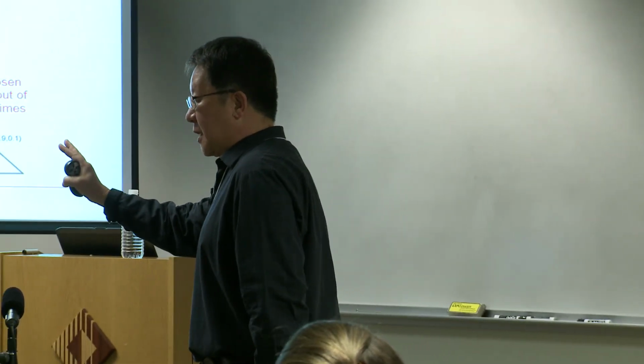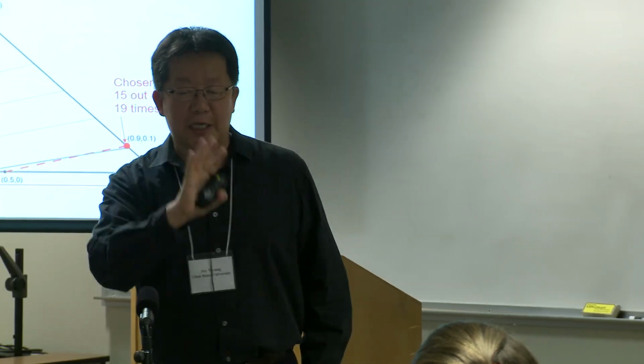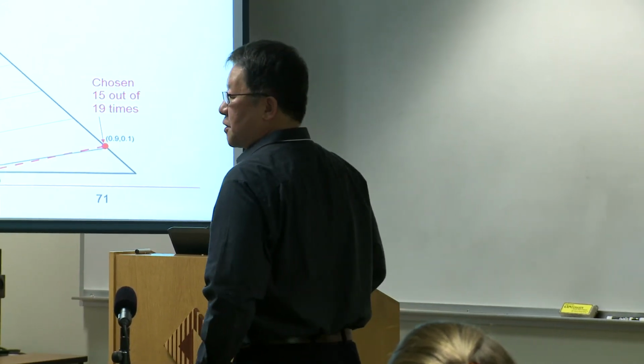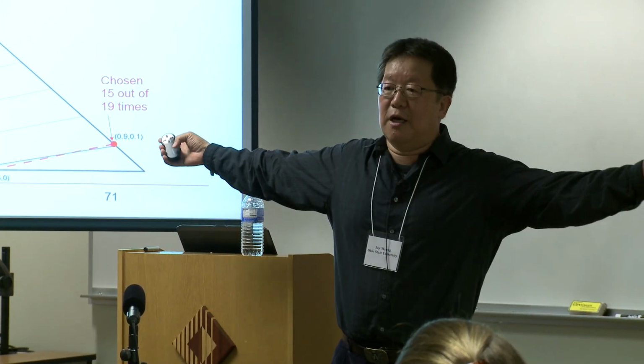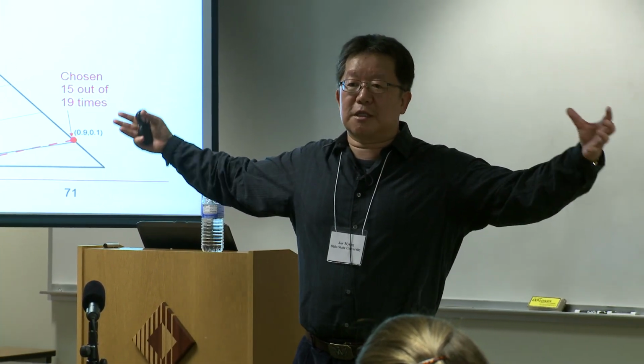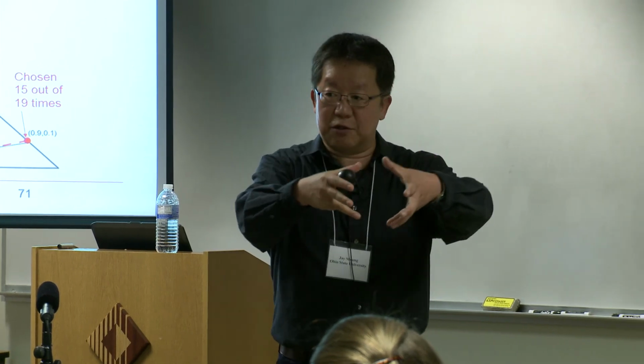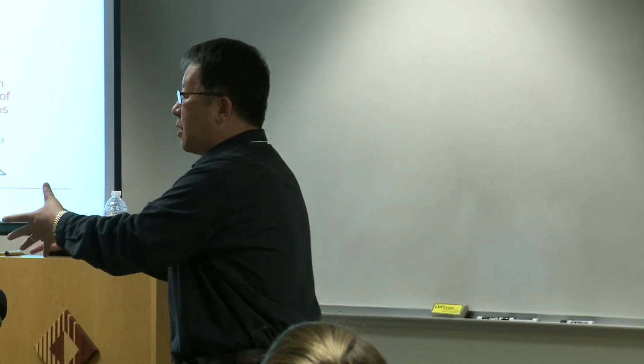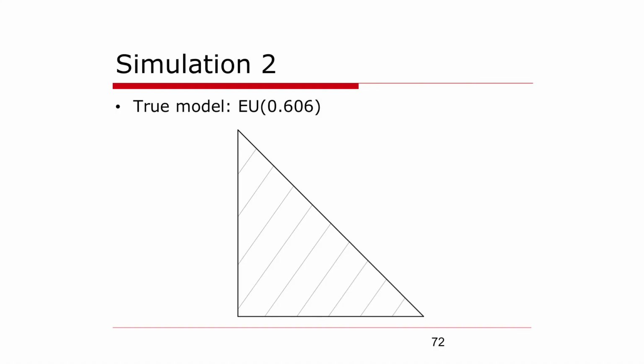So this is a case where EU cannot account for this particular choice pattern, but only WEU can. So basically, you start with huge uncertainty and just keep moving around and narrowing down the sweet spot. It could change over time. And then once it finds this sweet spot, it'll just keep pounding on it. Okay. So that was the first simulation.